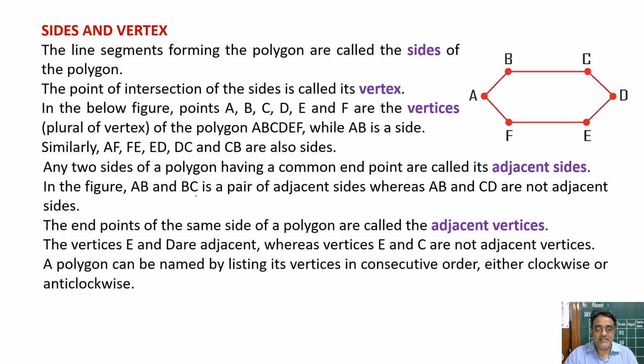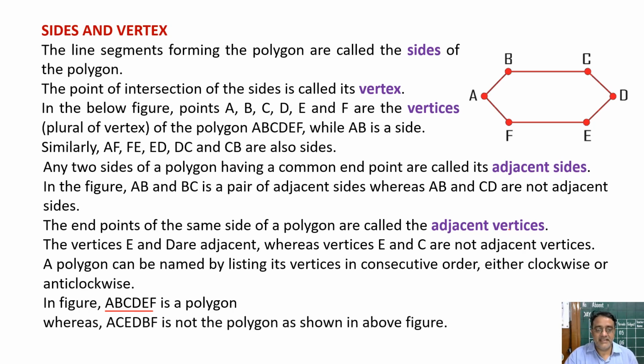Now a polygon can be named by listing its vertices in consecutive order, either clockwise or anti-clockwise. In the figure, A, B, C, D, E, F is a polygon, right? And I wrote this here in clockwise. But if I write zigzag like A, C, E, D, B, F, it is not a polygon as shown in the above figure.